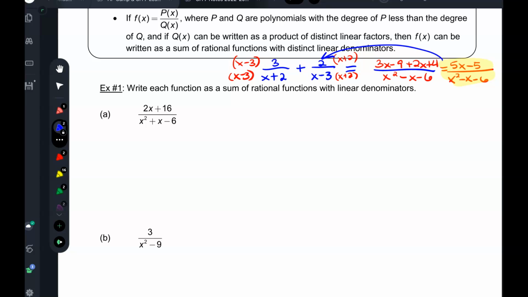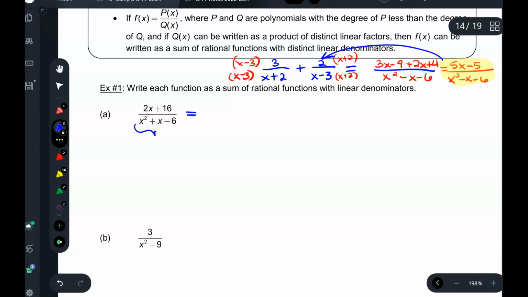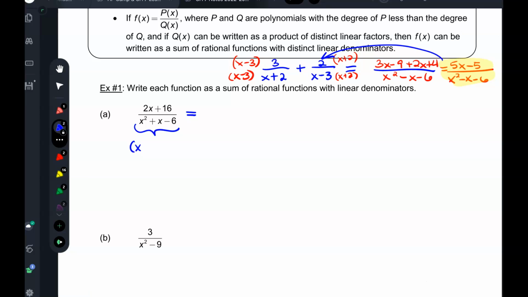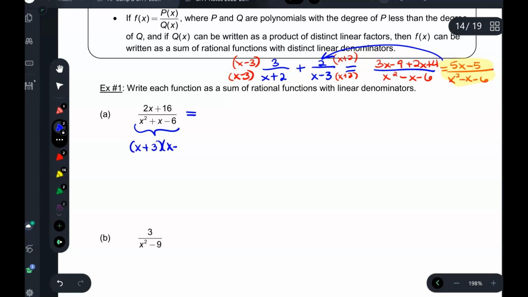So here's what we're going to do. Take a look at the bottom. How does that factor? x minus 2, x plus 3. Good. It doesn't matter which order. Okay, so I want to make one of them x plus 3, and one of them x minus 2. And I have to figure out what A and B are.